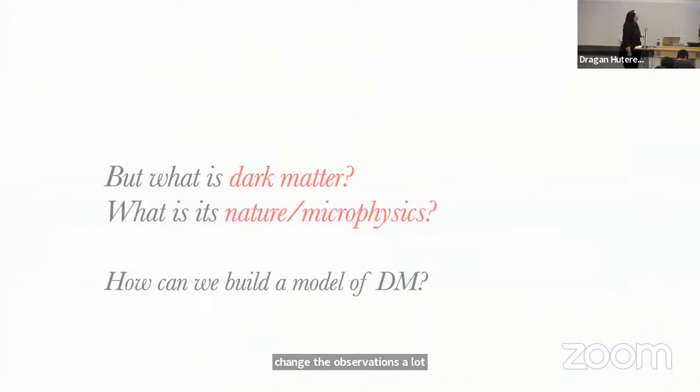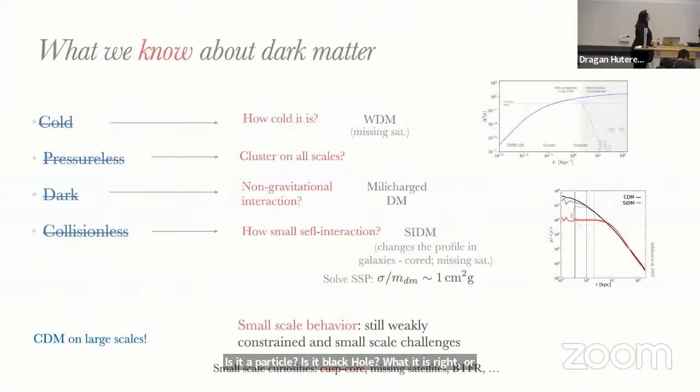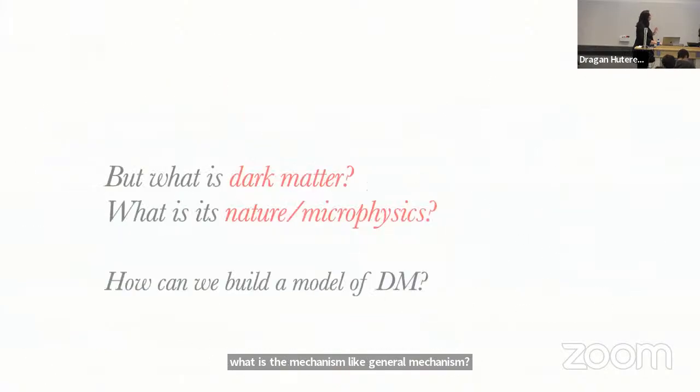But what is dark matter? So we're talking about properties, and we know a lot of properties. So I don't want you to leave here with the impression that, oh, okay, we don't know anything about dark matter. Dark matter is one of the most well-measured problems in physics, but also the hardest one because we don't know what it is. What is its nature? What is its microphysics? When I say microphysics, when I say nature, it's like, what is it made of? Is it a particle? Is it a black hole? What is it, right? Or what is the mechanism, like the general mechanism? So how can we build a dark matter model?